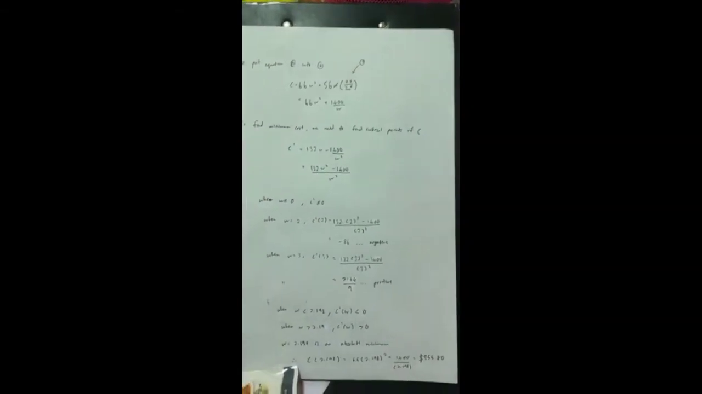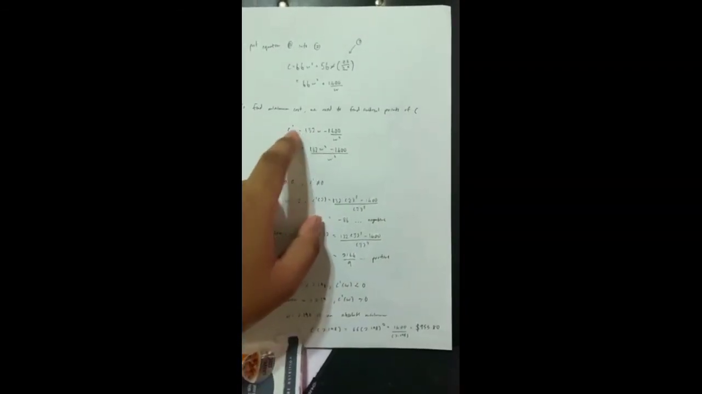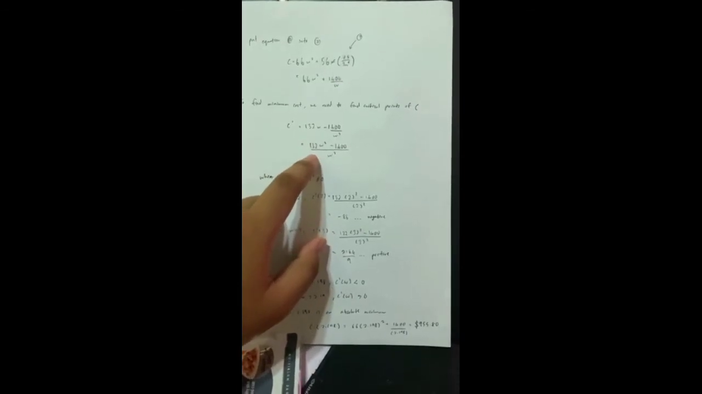And bila kita simplifykan equation ni, kita akan dapat 66w square plus 1400 over w. So untuk dapatkan minimum cost, we need to find critical point of C, which is C prime, dan kita dapat kat sini, bila kita dah dapatkan C prime, kita akan dapat 132w minus 1400 over w square. Bila kita dah dapat C prime, kita boleh masukkan nilai W. Kita akan pilih nilai W.